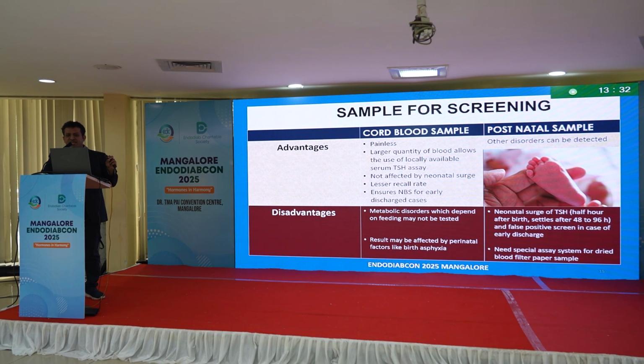The sample for screening should definitely be cord blood in most situations, as I have shown you in the indications here. But in a postnatal sample, you can also screen other inborn errors, and you can see that the neonatal surge is one which should be kept in mind, and you need special assays like dried filter paper for heel prick samples. Whereas cord blood is quite simple to do, and only small indications like neonatal asphyxia may affect it.